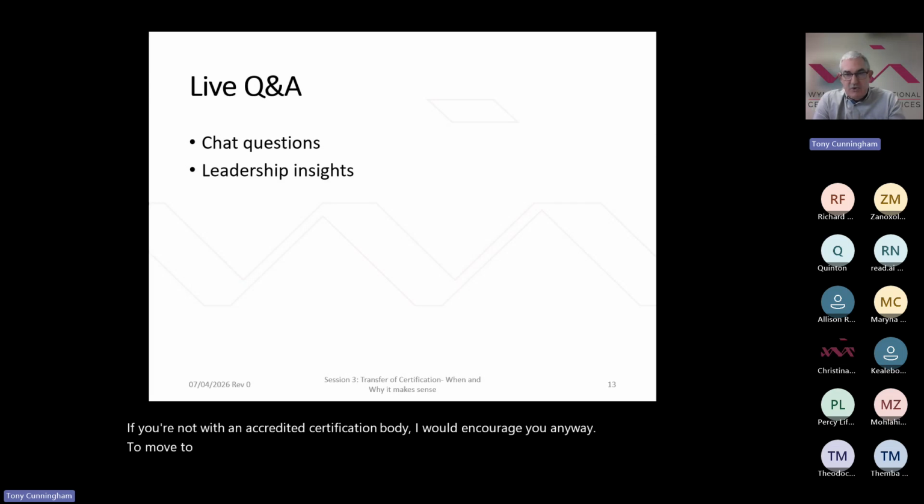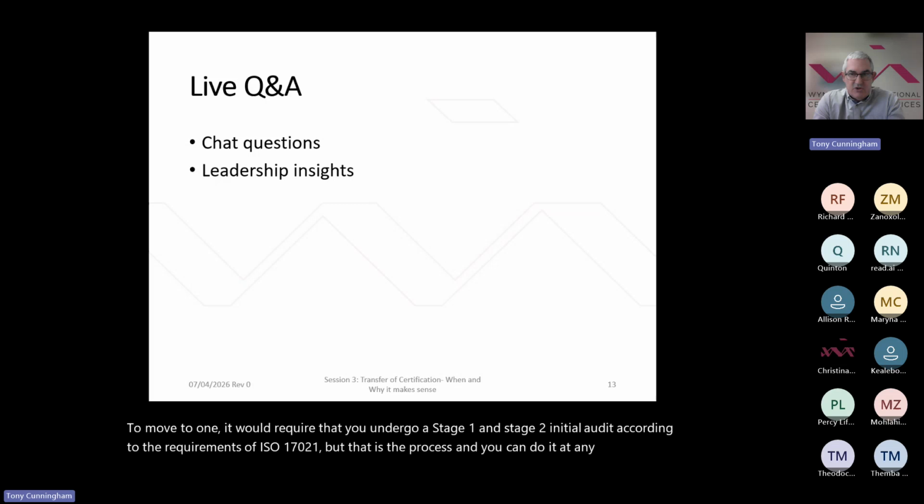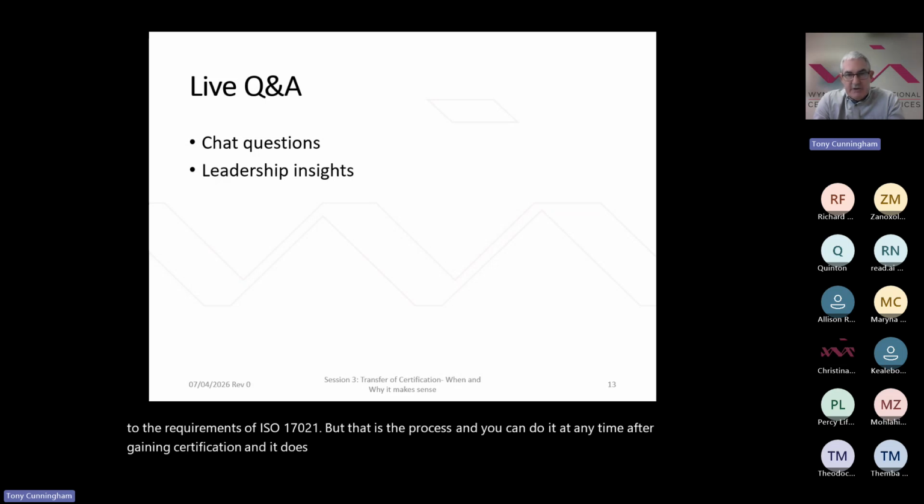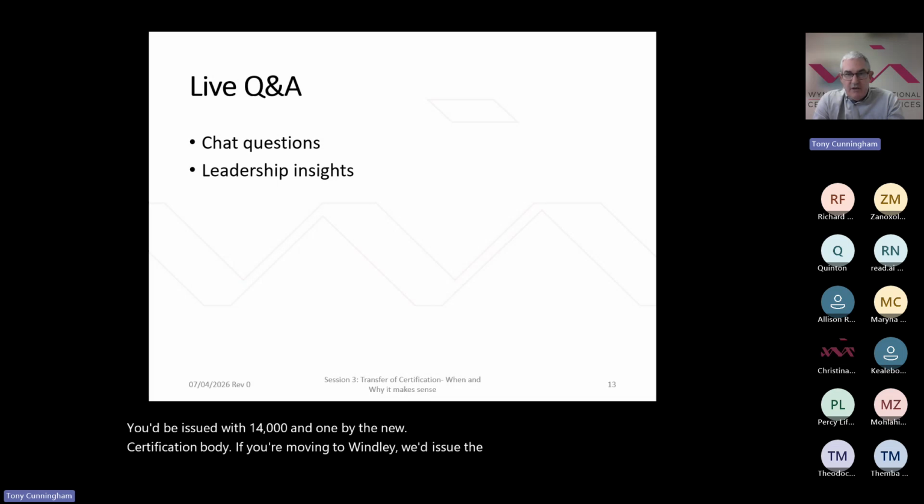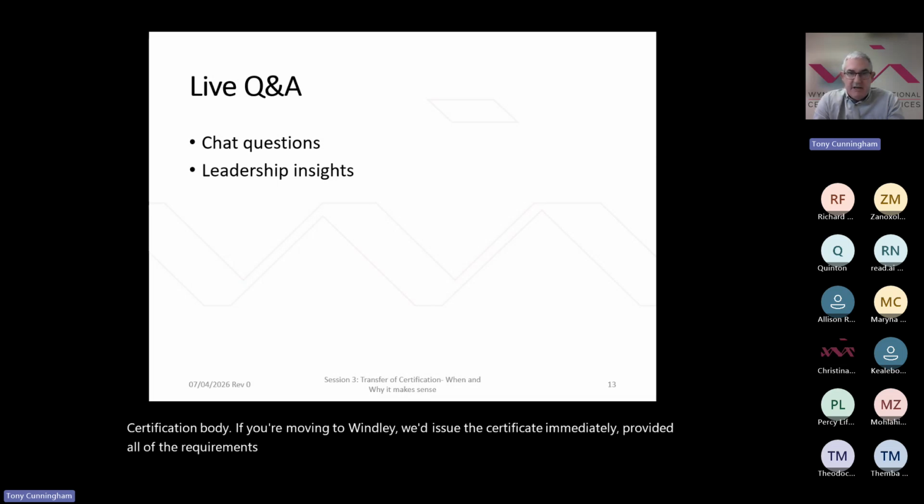It would require that you undergo a stage 1 and stage 2 initial audit according to the requirements of ISO 17021. But that is the process, and you can do it at any time after gaining certification, and it does not require an audit. It is simply a transfer to a new certification body. So if you have ISO 14001 in place, you'd be issued with 14001 by the new certification body. If you're moving to Wynleigh, we'd issue the certificate immediately, provided all of the requirements have been satisfied by your current certification body. Hopefully that answers your question, Quinton.